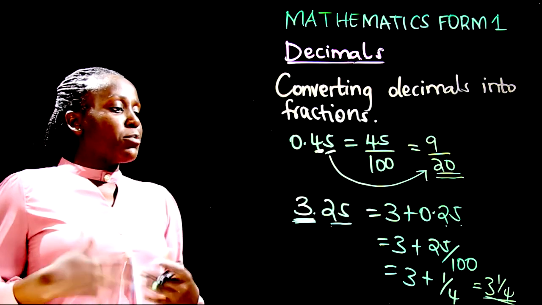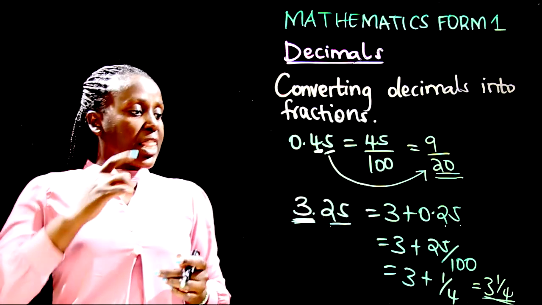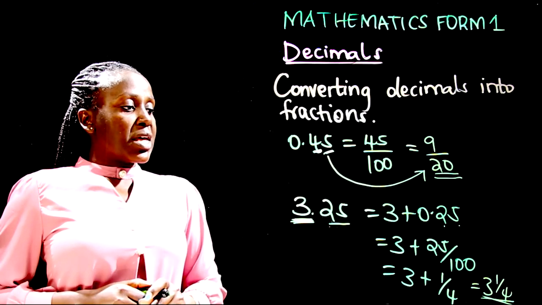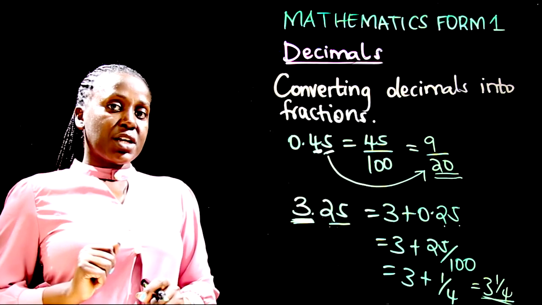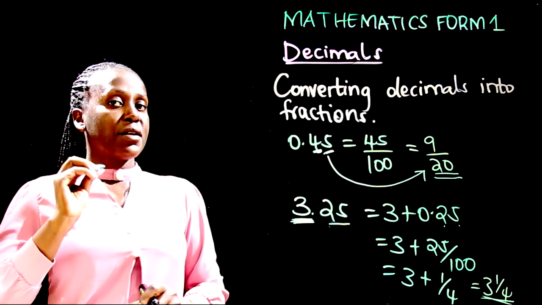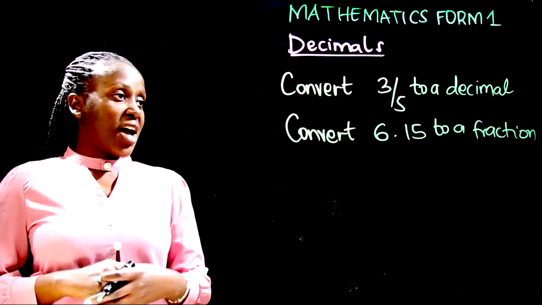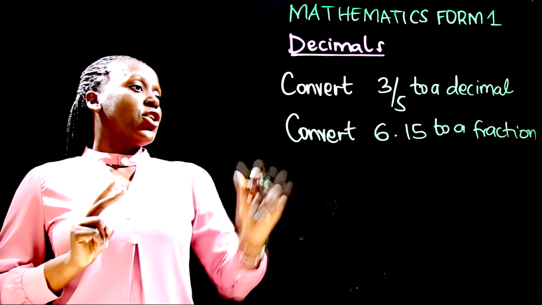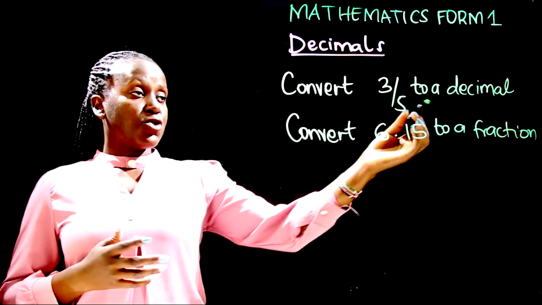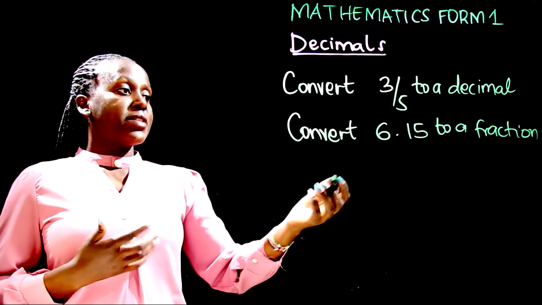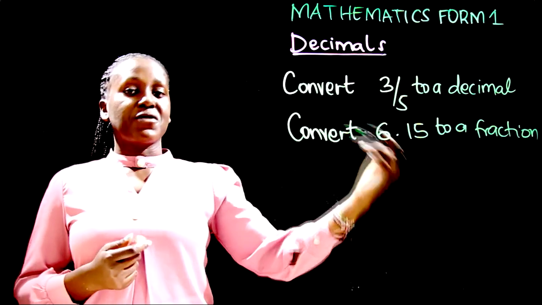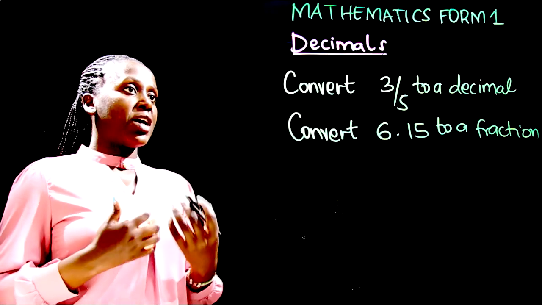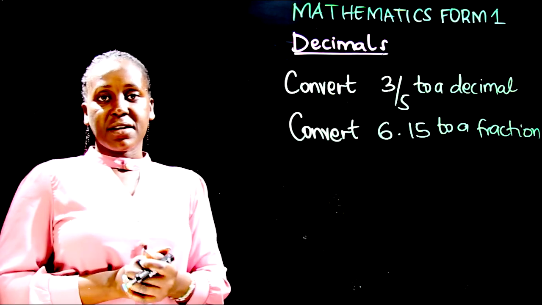So now I'm going to give you 2 questions that you are going to attempt on your own, and then you are going to proceed and find out what recurring decimals are. So now to practice what we have just learned, I will need you to attempt these 2 questions. Convert 3 over 5 to a decimal, then convert 6.15 to a fraction. Now once you get this right, come right back and check out what recurring decimals are.